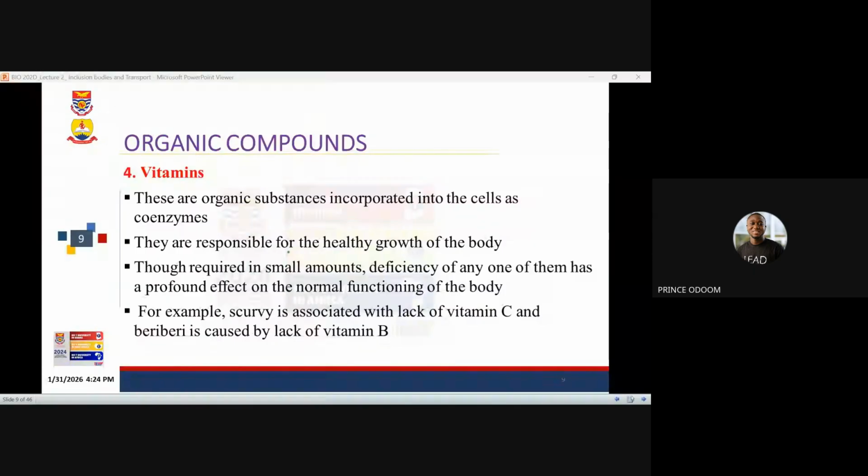And what do you think is one of the key importances of vitamin A? Mercy, kindly mute your microphone. Okay, what's one key importance of vitamin A? Let me hear from Michael.